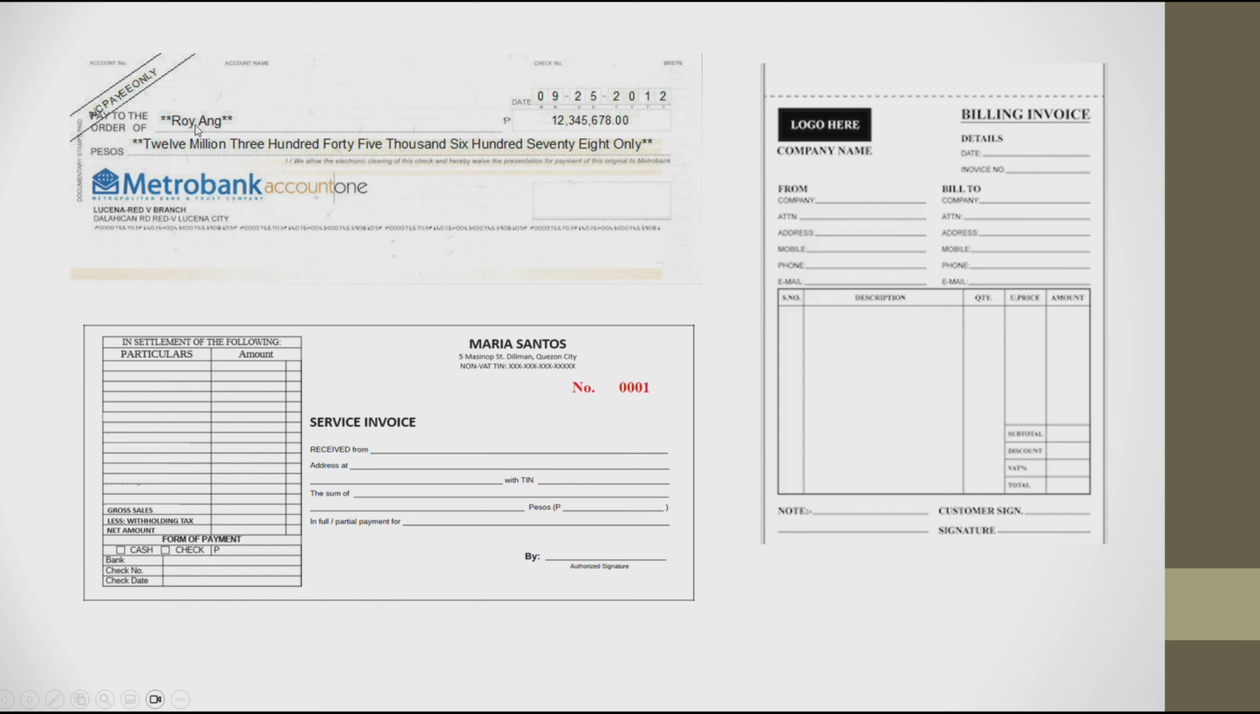The pay to the order of the person or a company, and then the amount, and then the date, and then in words, the check amount should be put in words also. So this should be coinciding with these numerical figures, because if ever they are not, then this will be cancelled.